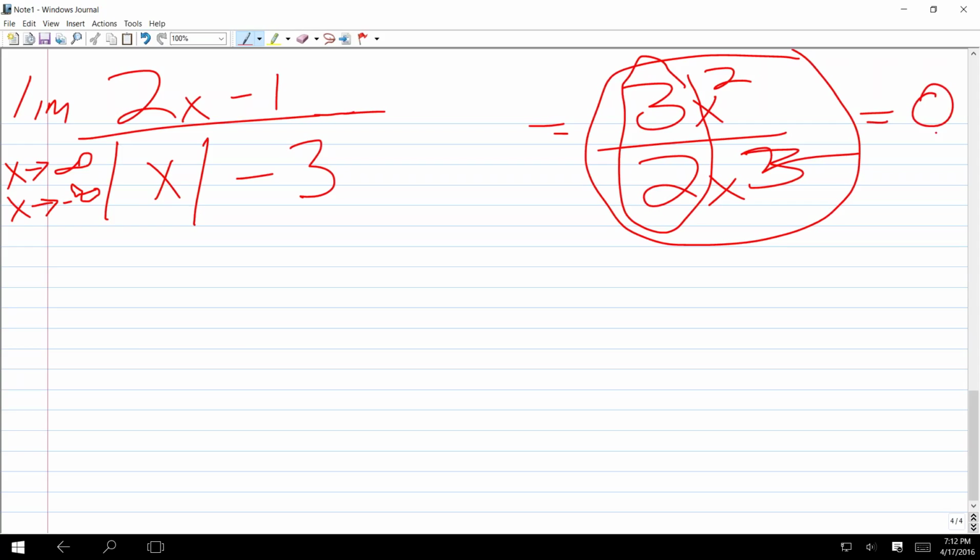You see why? If I take 1 over x, the limit of that as x goes to infinity is 0, plus or minus infinity. Okay. In other words, if the denominator blows up and the numerator stays constant, the whole thing's going to 0. Now, switch the exponents. Instead, let's make the numerator the bigger one.